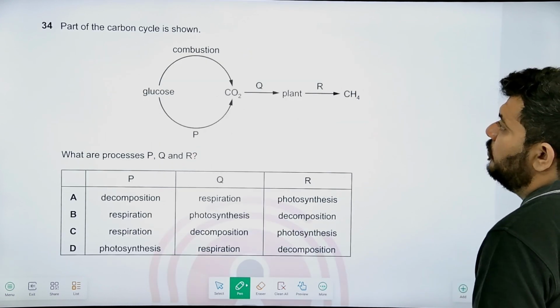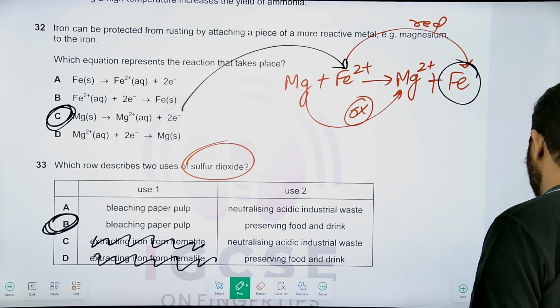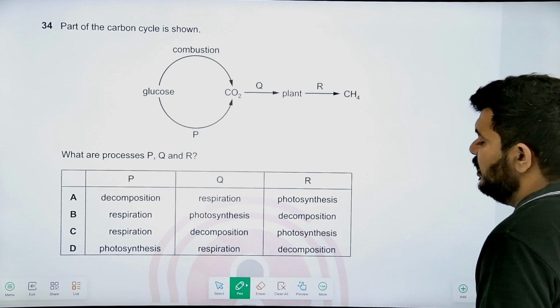Then part of, oh, I think there was a question. No, there is not. We are at 33 and this is 34.